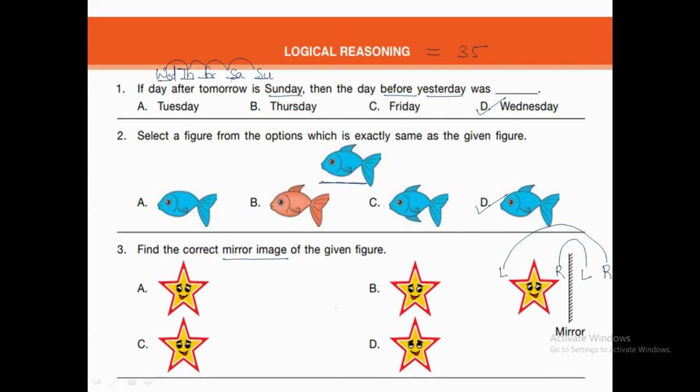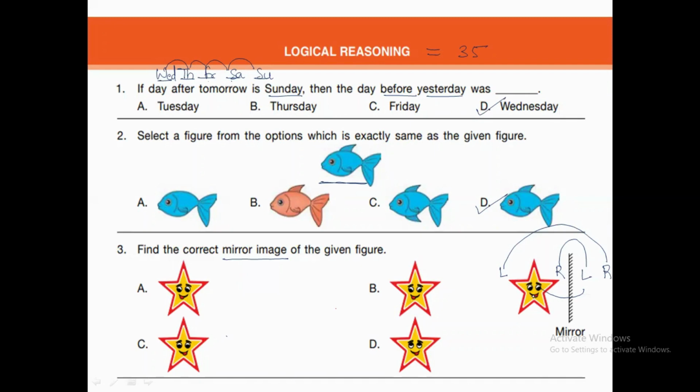About the eyes. The eyes are towards the right direction. When we are talking about the mirror image, in the mirror image it will be in a left direction only. The eyes will be in a left direction only. So let's find out in which option the eyes are in a left direction. In option A, the eyes are in a left direction.